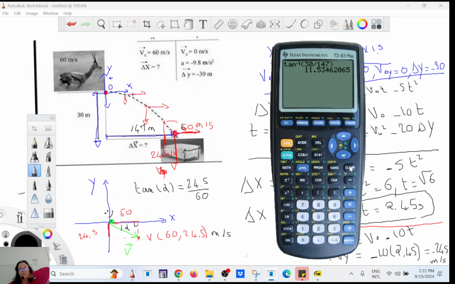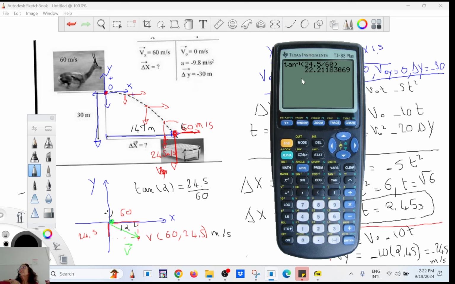So just an introduction. How can you find that angle here? Use tan. That will be opposite over adjacent. And I hope you did review trig. So then you do arctangent here. Opposite is 24.5. Adjacent is 60. So that angle will be 22 degrees.